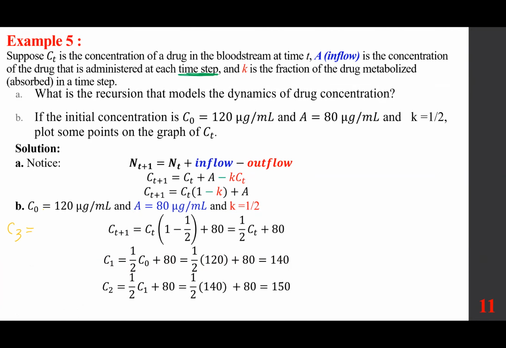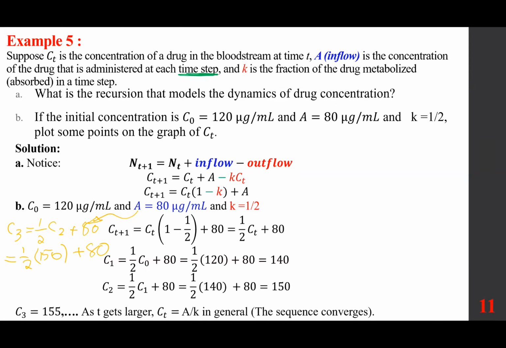C sub 3 is half of the previous one, C sub 2, plus this constant A that we are adding, which is 80. So half of C sub 2, which we calculated to be 150, is 75. We add 80 and we get 155.